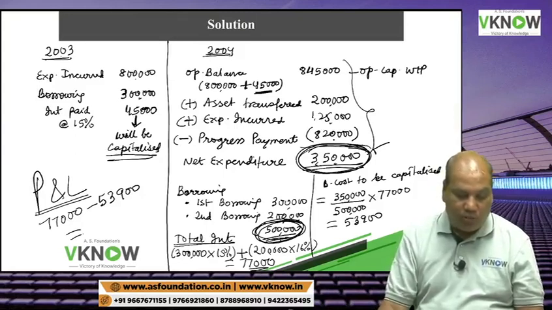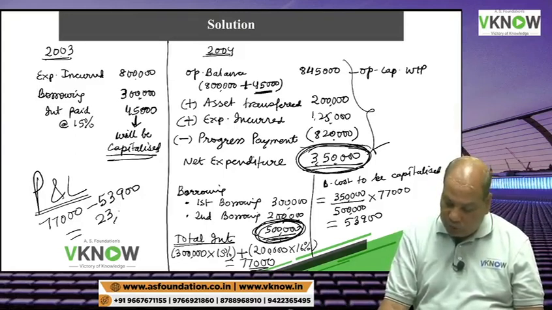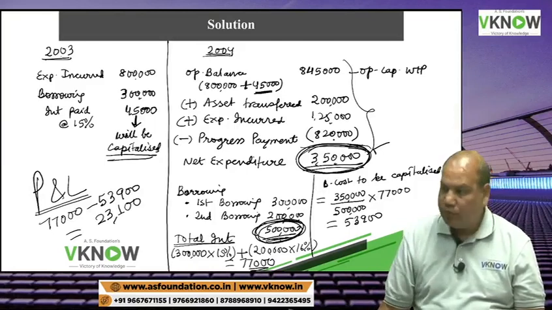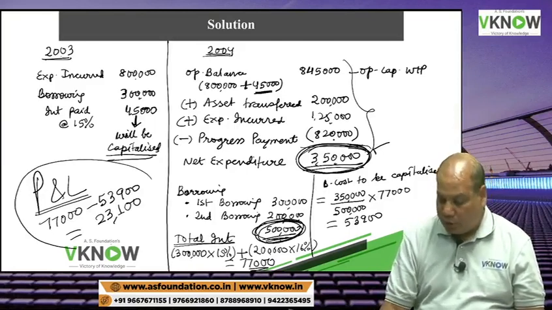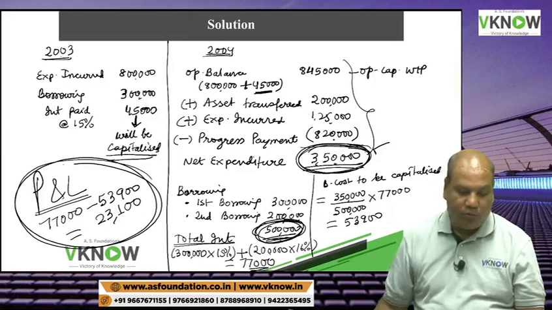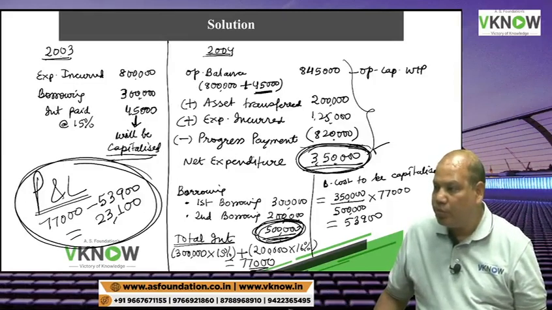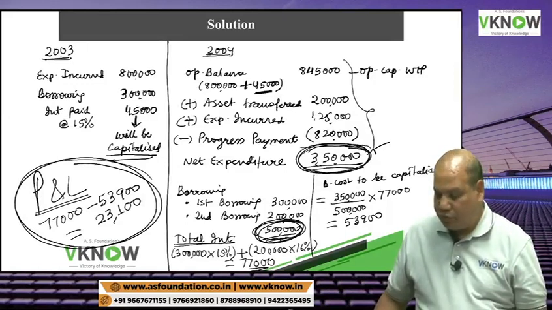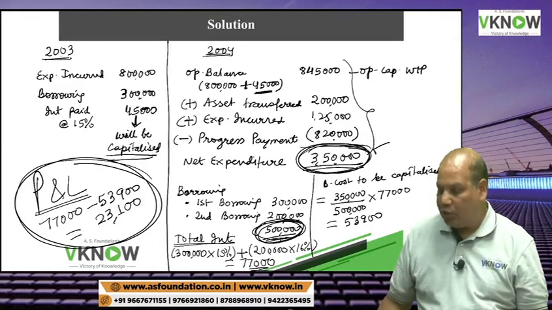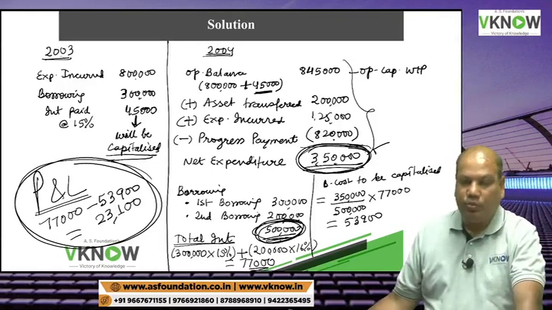So the remaining amount, 23,100, will be transferred to P&L account.